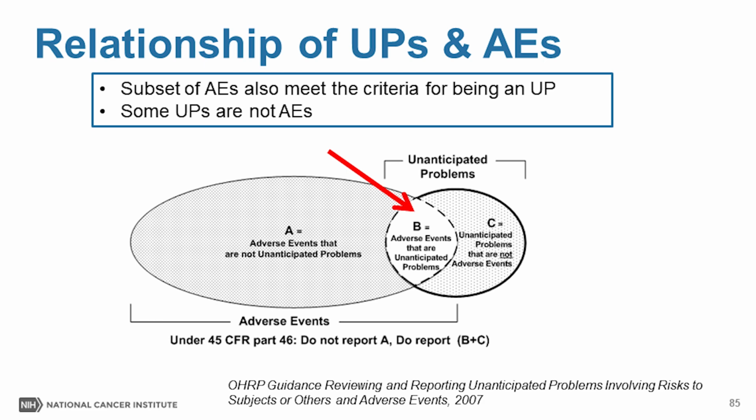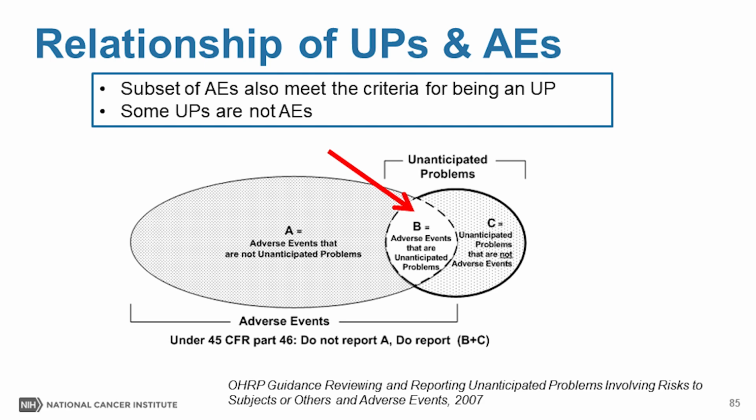So in this Venn diagram, which is in the OHRP guidance document, you can see the relationship between adverse events and unanticipated problems. The vast majority of adverse events occurring in human subjects research are not unanticipated problems, as you can see in area A of the Venn diagram. A small portion of adverse events are unanticipated problems, as seen in area B. Then there are also unanticipated problems that are not adverse events at all, which can be seen in area C. So the key question regarding a particular adverse event is whether it meets the 3 criteria of being unexpected, related, and putting subjects or others at greater risk of harm, as previously described in the slide before this one.